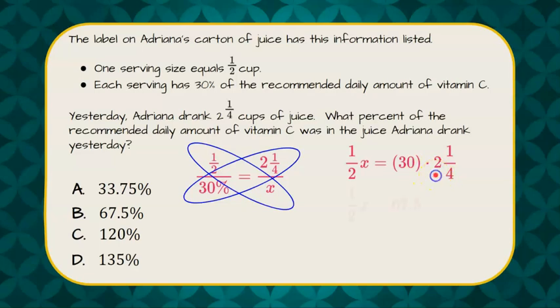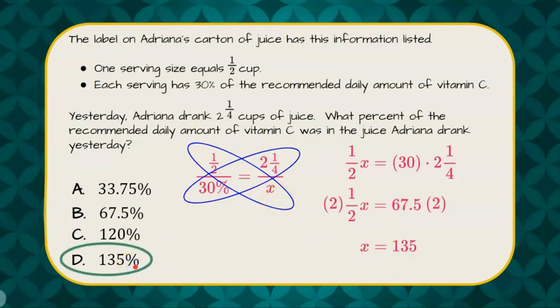So to multiply, we're going to rewrite this as, if you're using a calculator, 2.25 times 30 is 67.5. To solve this equation, you can either divide 67.5 by 1/2, and a calculator would be 0.5, or we could multiply both sides of the equation by 2, and 2 times 67.5 is 135. Remember, this was 135% of her daily amount needed.